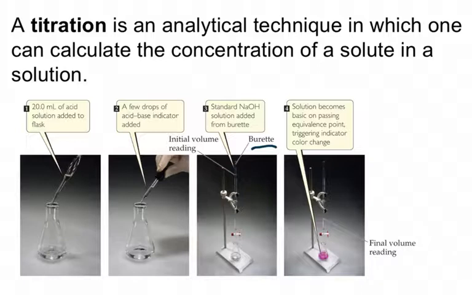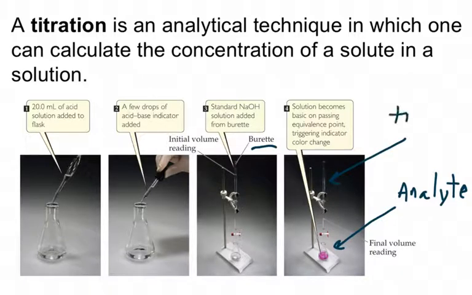Now, the bottom is an Erlenmeyer flask, and this is usually the solution where you're trying to find the unknown concentration. A lot of times this is referred to as the analyte. Usually the goal is to figure out through the titration what the concentration of that unknown solution is. The solution that goes in the burette, we refer to as the titrant, and again you want to use something with a known concentration.